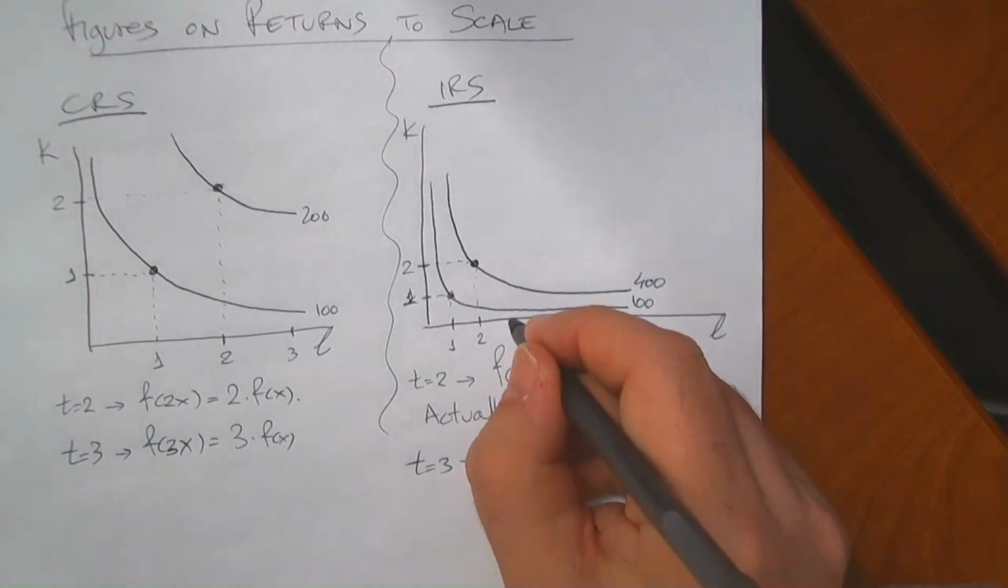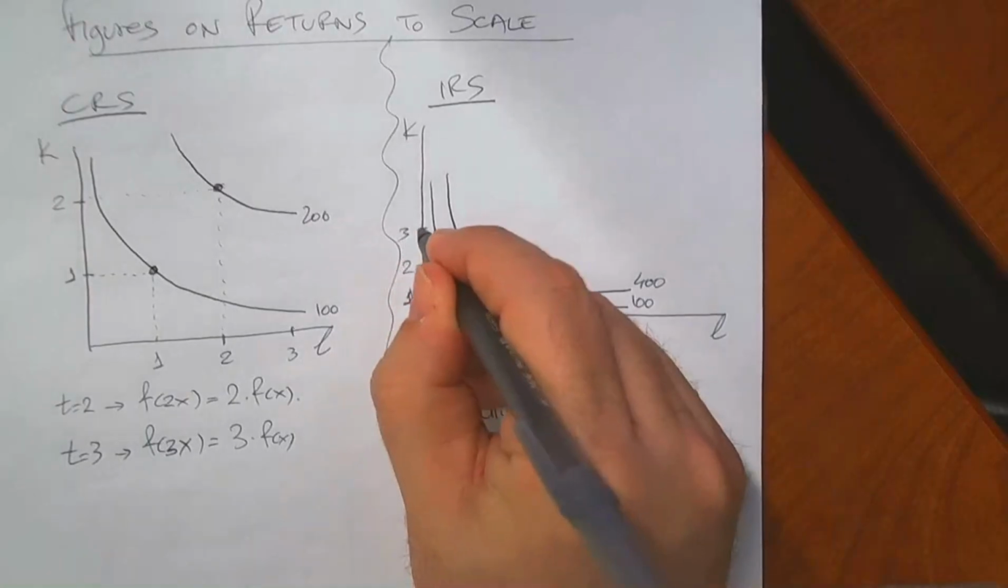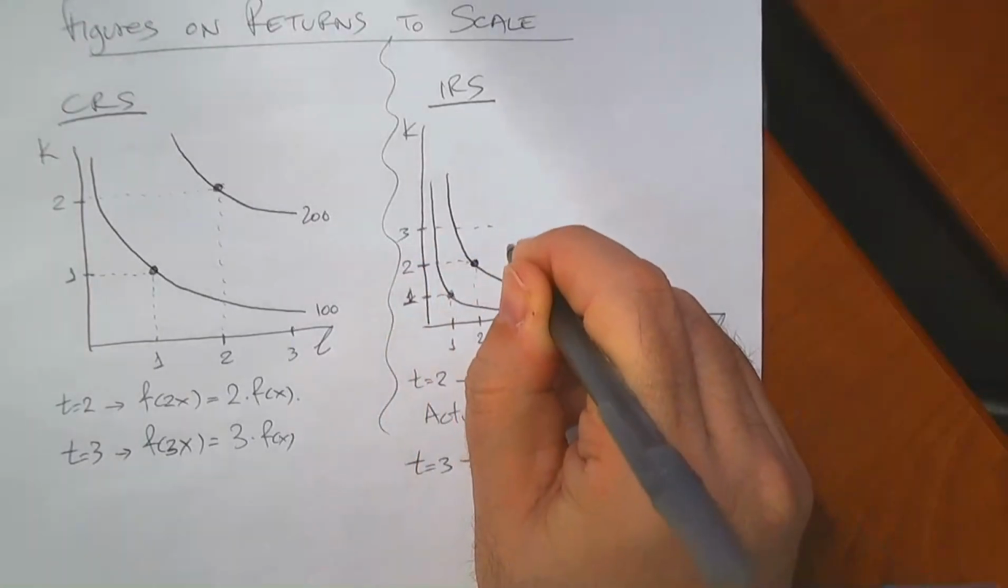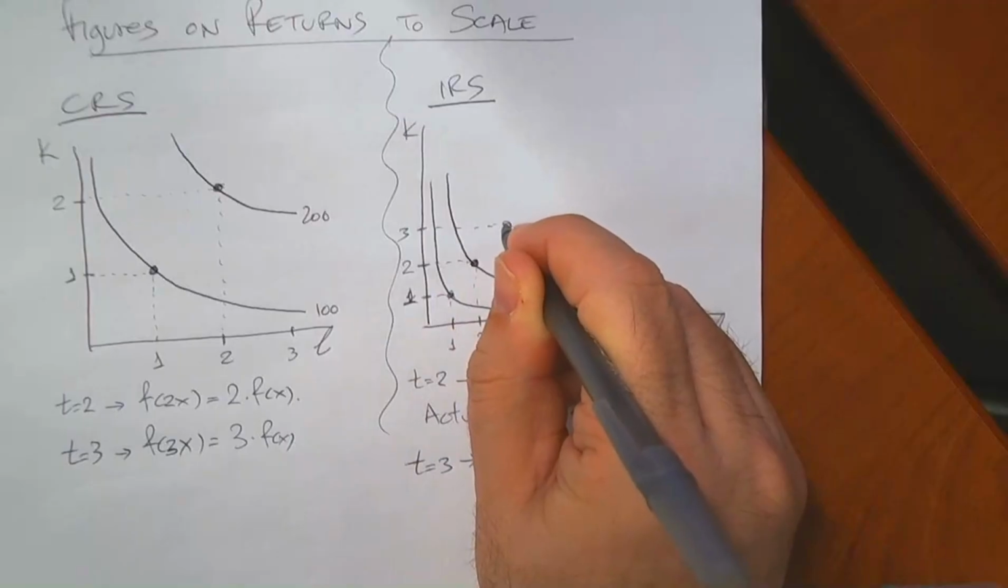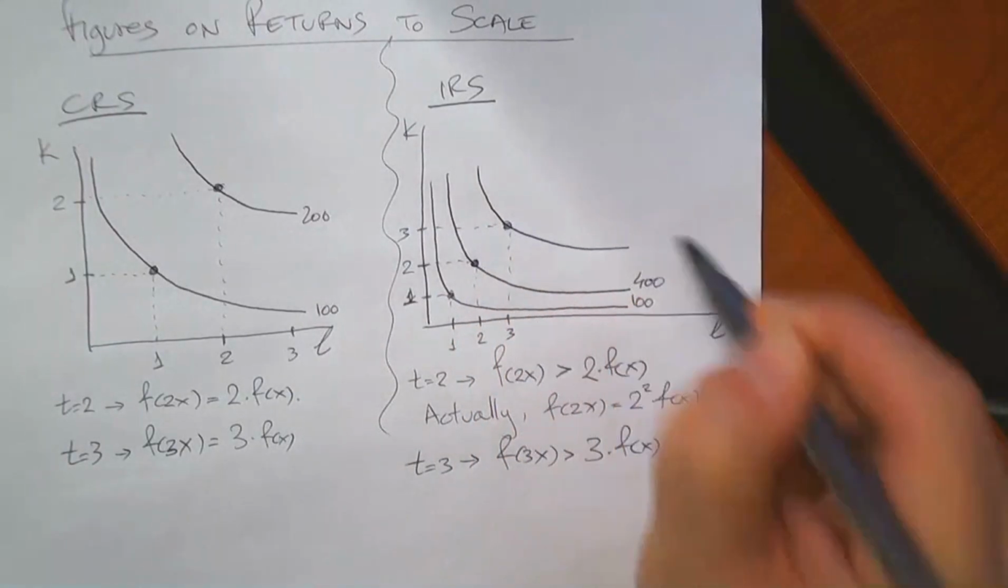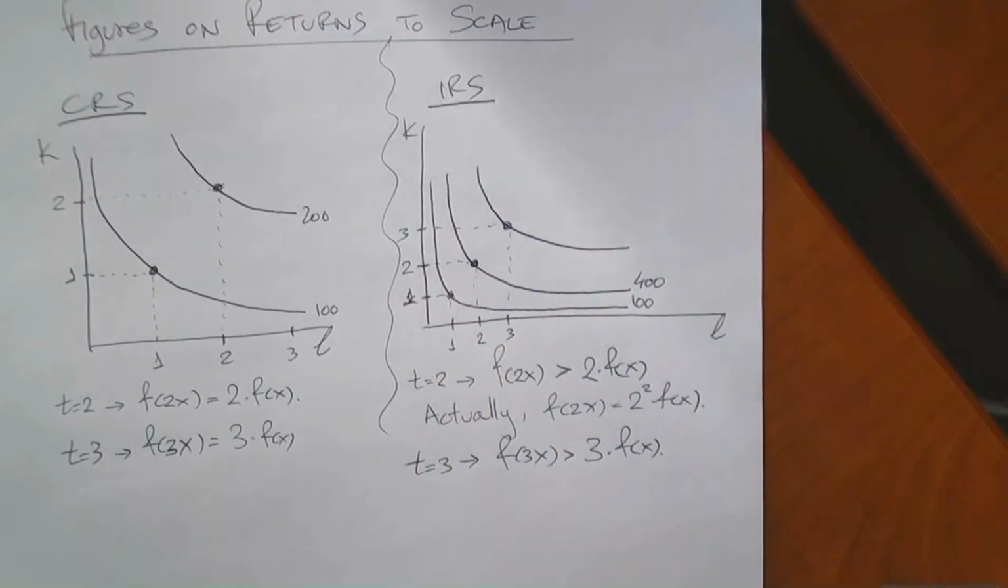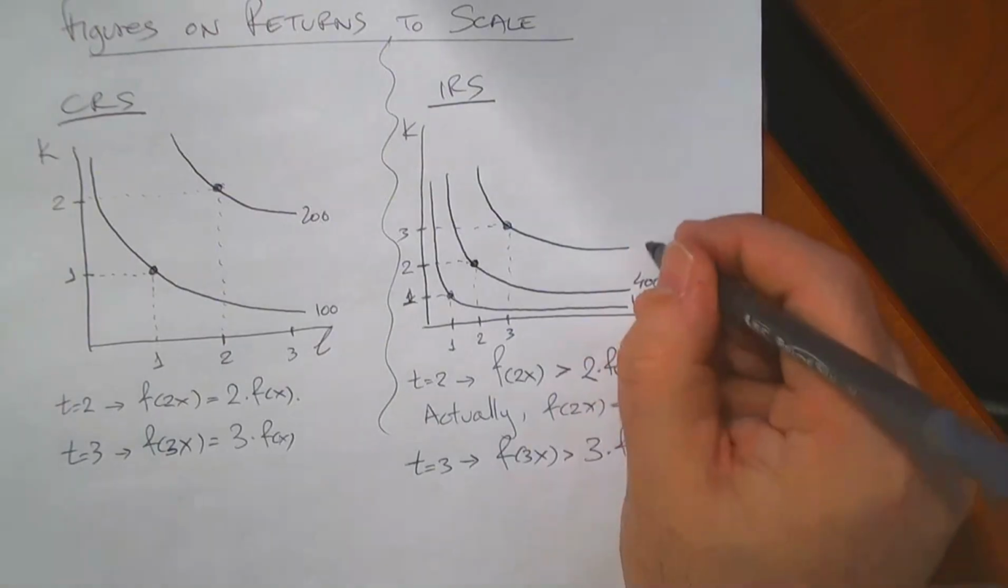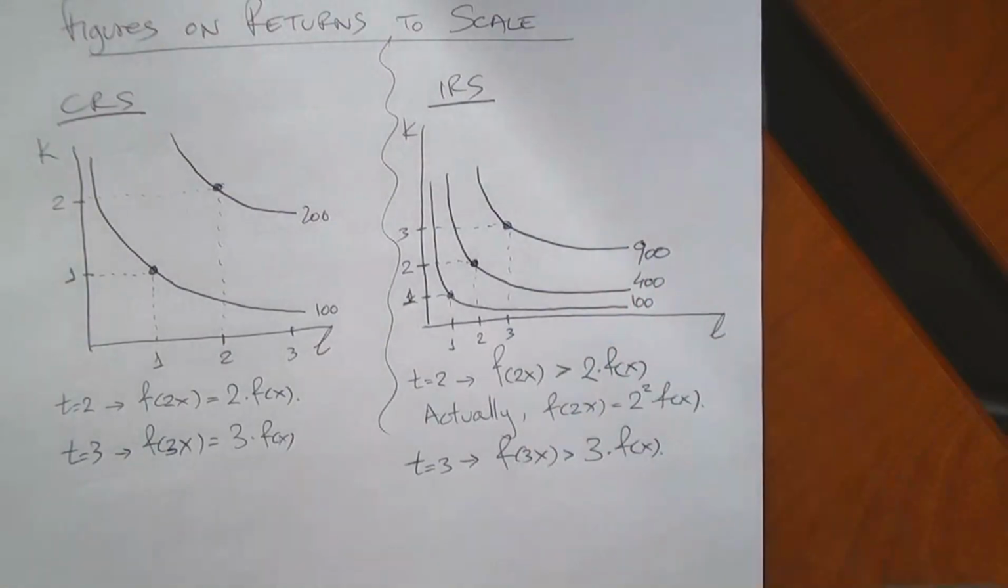So let's say you have 3 workers, 3 units of capital. You find that point in the capital labor space. There is an isoquant passing through this. What we do know, in principle, in order to have increasing returns to scale, is that you have to have an output of more than 300 units. What if we had an output of 900 units over here? Yes, you have increasing returns to scale, right? But you have a specific type of increasing returns to scale.